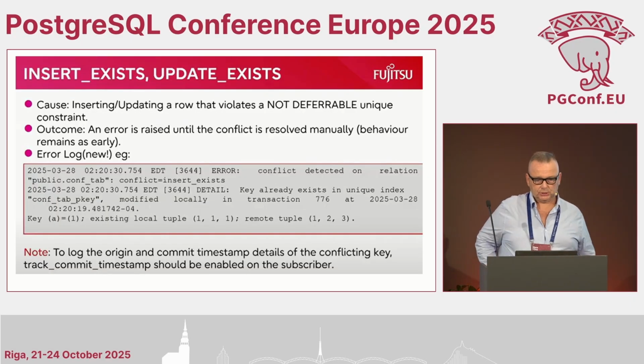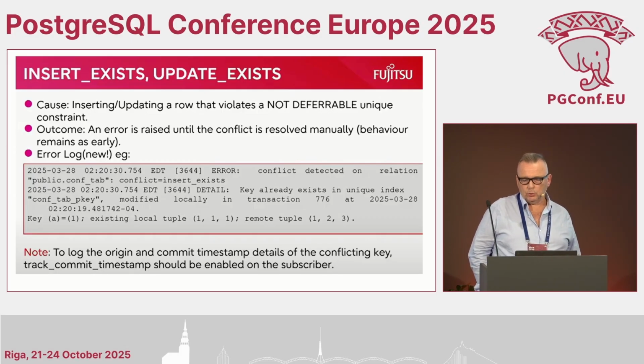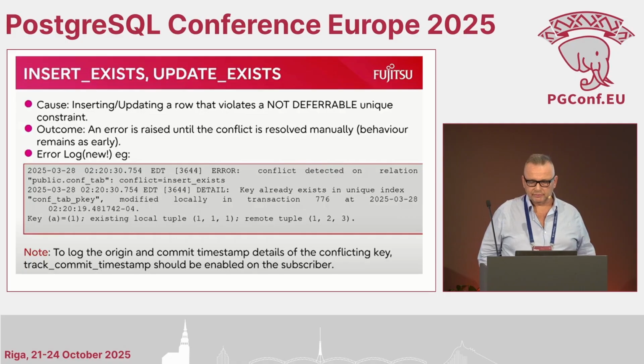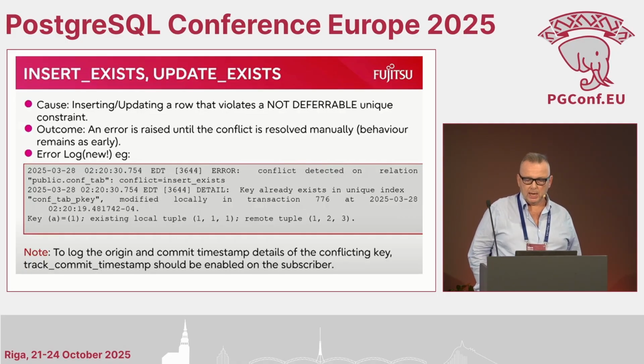So insert exists and update exists from Postgres 18. When inserting or updating a row violates a non-deferrable unique key constraint, an error is raised. It's the same behavior, but the key difference is that we're now getting extended log information.